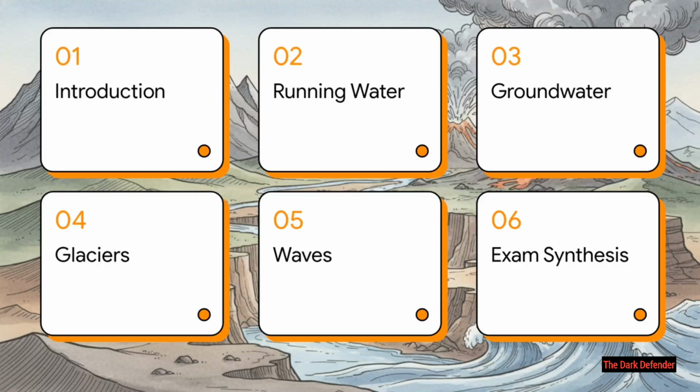So here's our game plan for this explainer. We're going to start with the most common force, running water. Then we'll take a trip underground to see what groundwater does. After that, we'll look at the immense power of glaciers, and we'll finish up at the coast with the energy of waves. And finally, we'll tie it all together to help you nail these concepts for your exams.